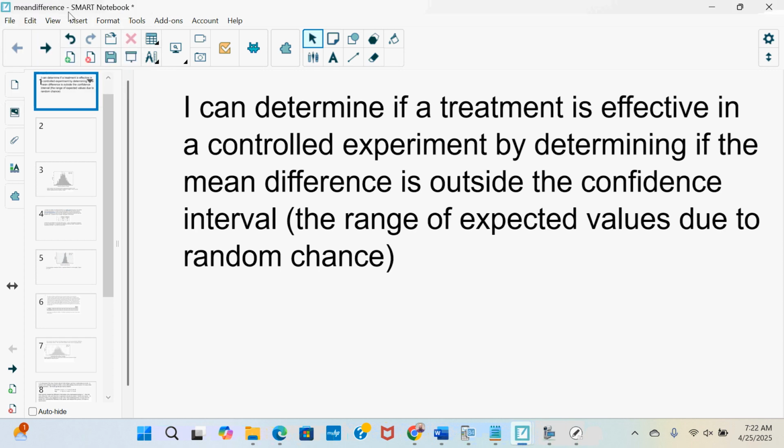In a controlled experiment, I can determine if a treatment is effective by determining if the mean difference, the difference in the means from the treatment group with the control group, is outside the confidence interval, the range of expected values due to random chance.